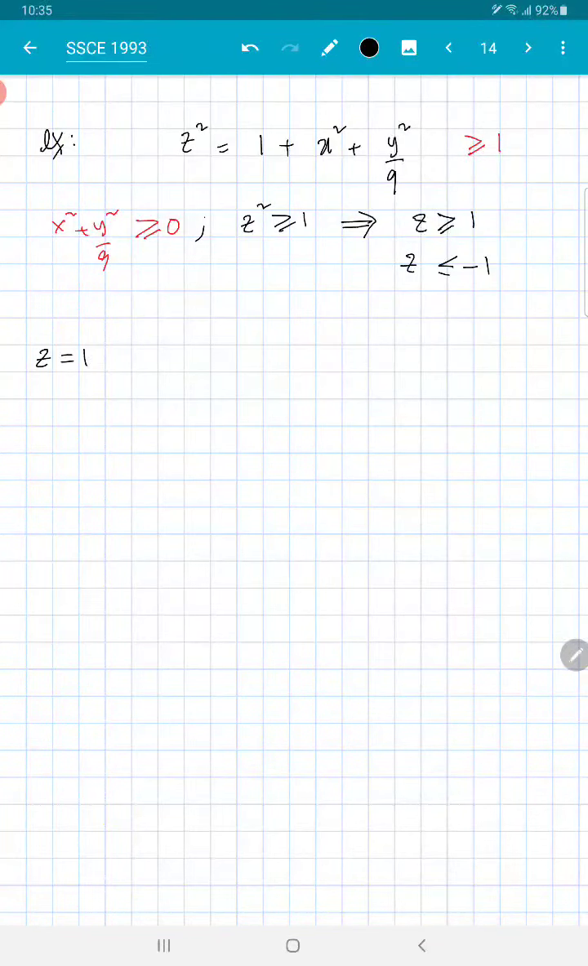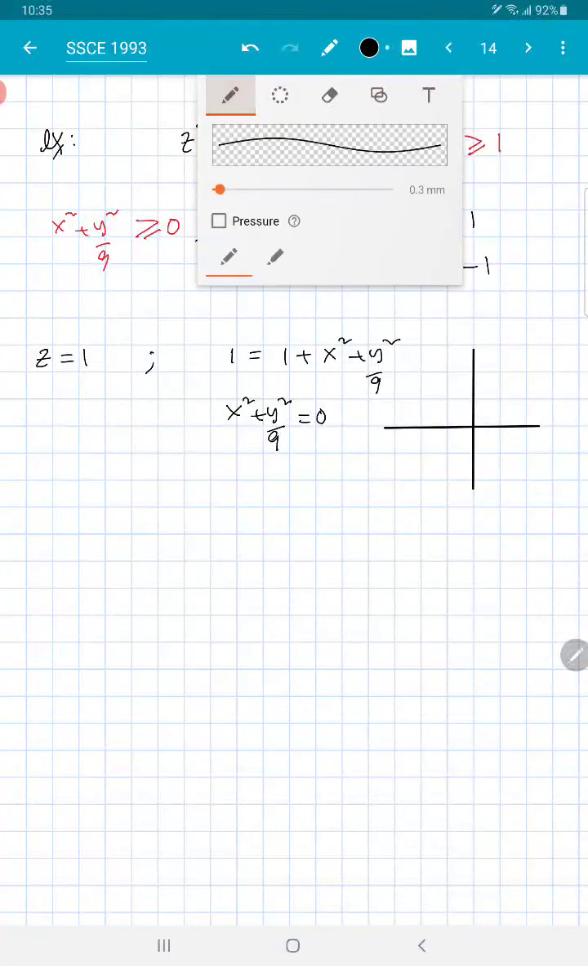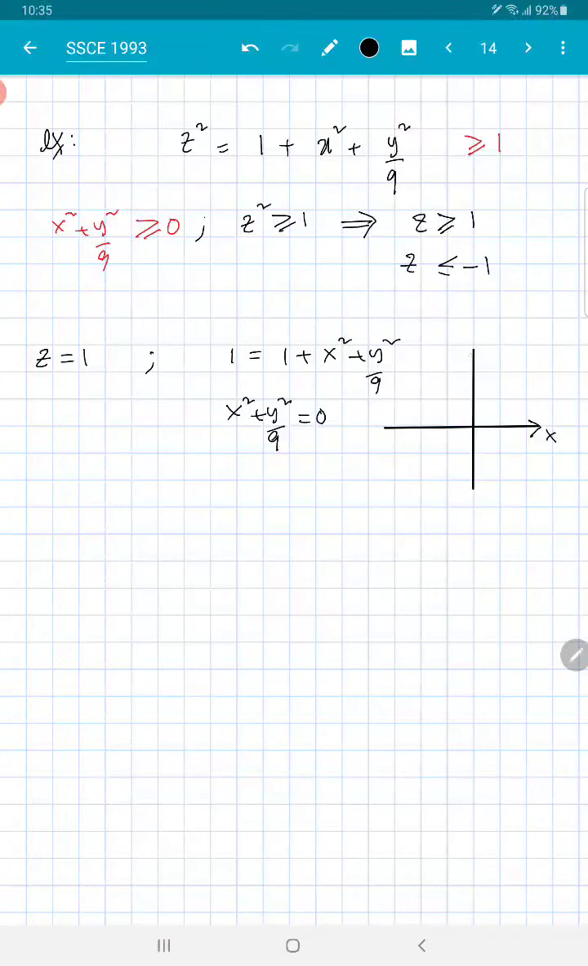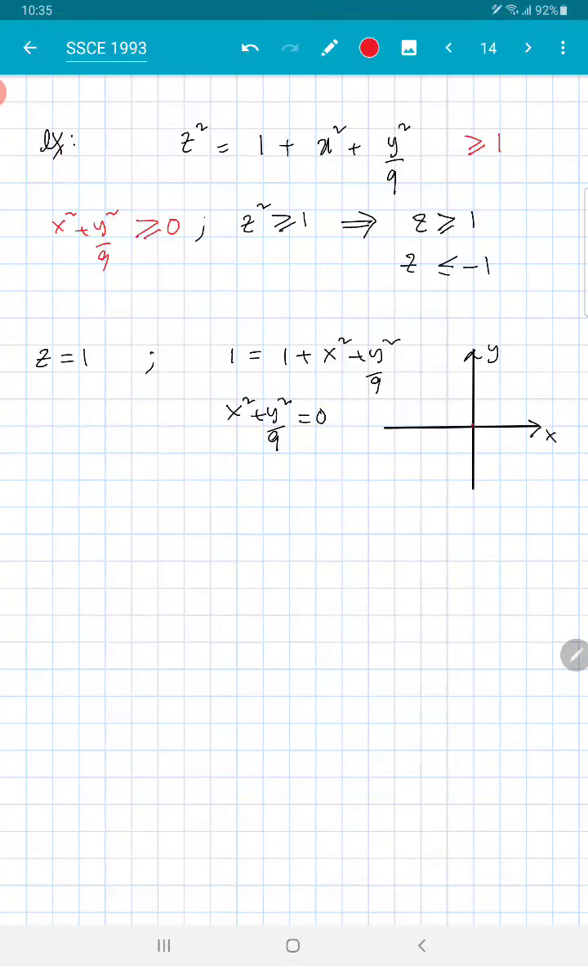z equals 1. When z equals 1, the equation becomes 1 equals 1 plus x squared plus y squared over 9, or rewriting the equation, x squared plus y squared over 9 equals 0. So there's only one solution for that. It's just a point at the origin. So when z is 1, we get a point on the xy plane. Okay, it's not a curve, it's just a point.